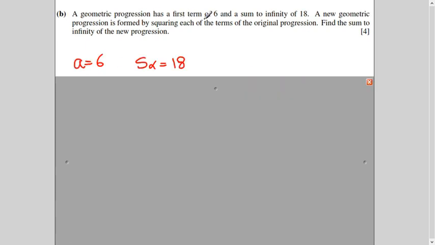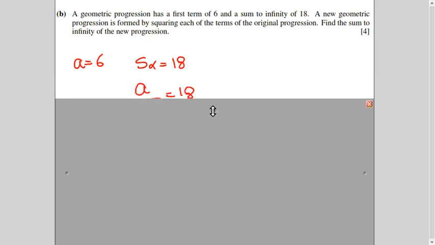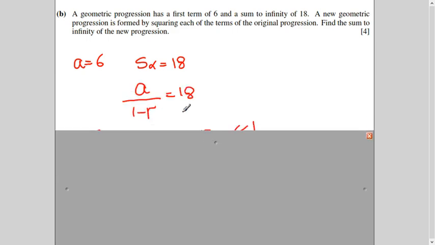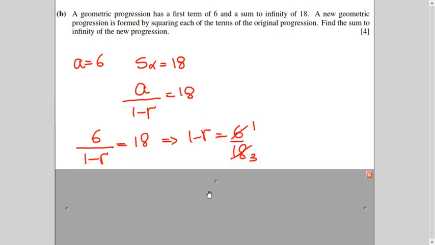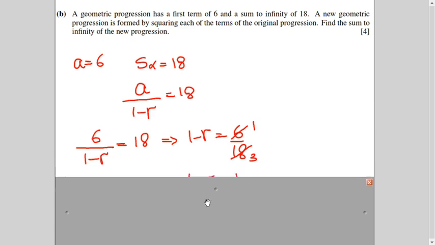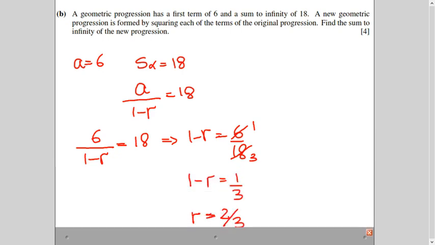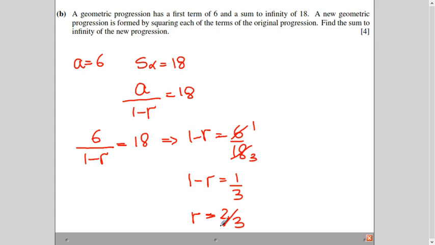So the first term is A and the sum to infinity is 18. So of course we will apply the formula for the sum to infinity, because this is the piece of information given to us. This is the formula for sum to infinity. I will plug in A and find out the value of R. Simple calculation. I hope you understand. And then my value of R is coming 2 over 3. Now you see this value of R is in between this, right?